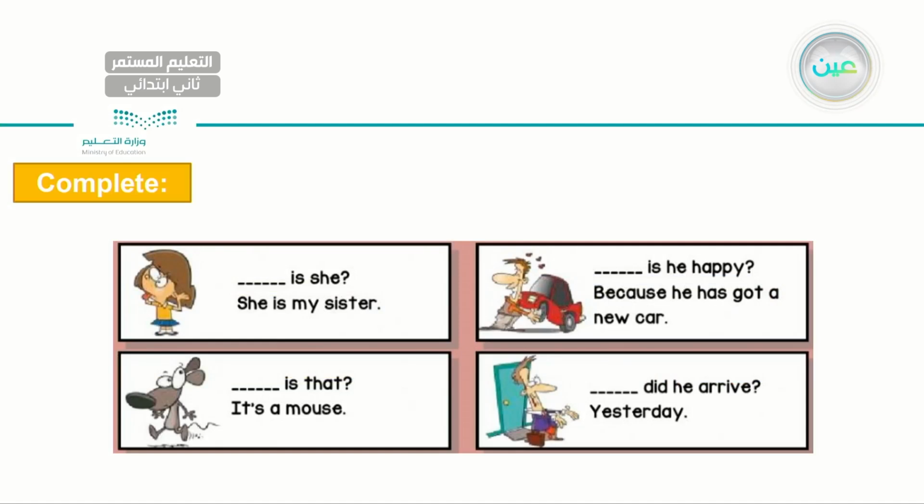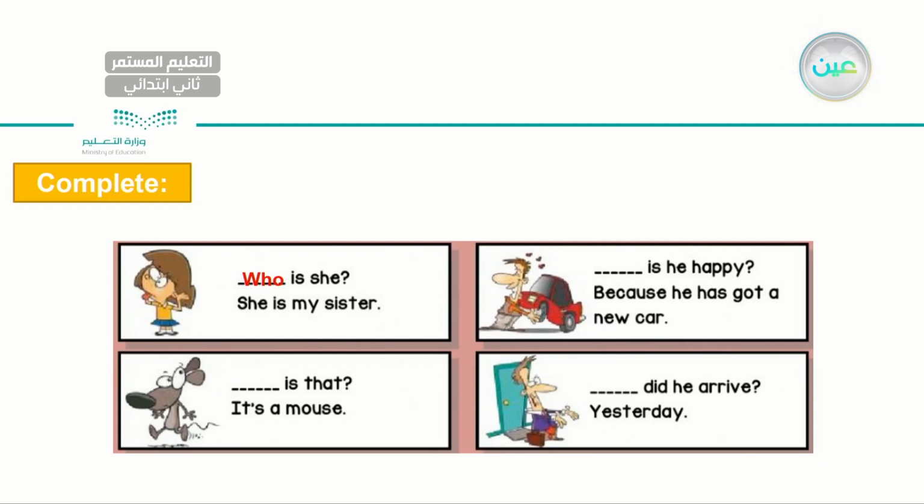Now, let's try to complete this exercise together, my dear student. Here, I need you to complete with the correct WH word. How can we know? By reading the answers. For example, the first one, is she? She is my sister. So because I asked about a person, the question must be who? Who is she? She is my sister.